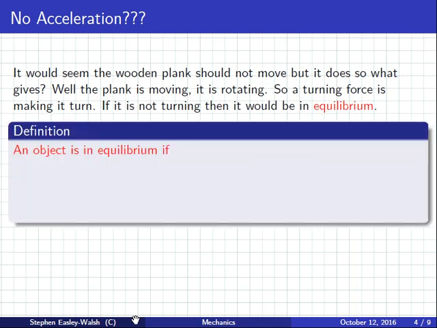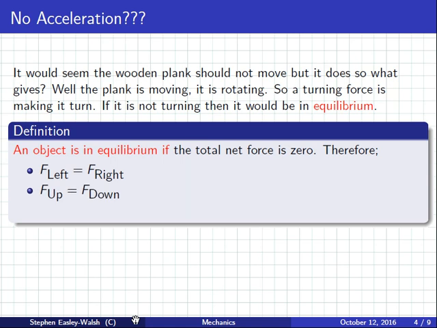So when we say equilibrium, we mean completely not moving, completely balanced, both up and down, left and right, and clockwise, anti-clockwise turning forces as well. So equilibrium means the total net force is zero. And I should really also say the total net force including turning force. So that means the force to the left equals the force to the right, the force up equals the force down, and the clockwise turning force equals the anti-clockwise turning force.